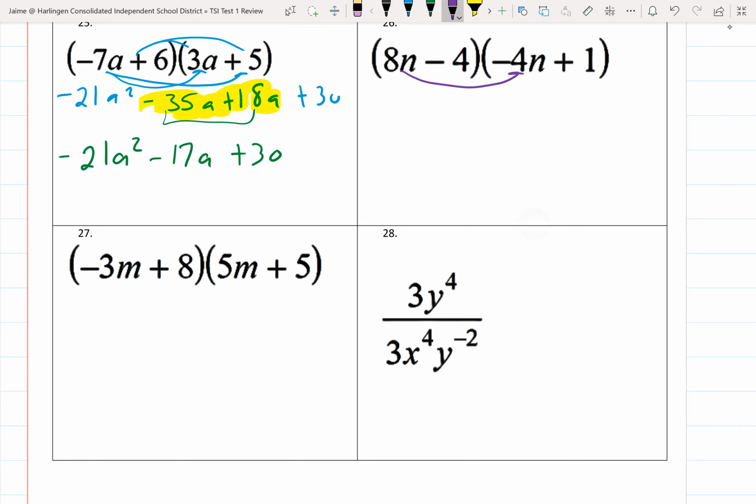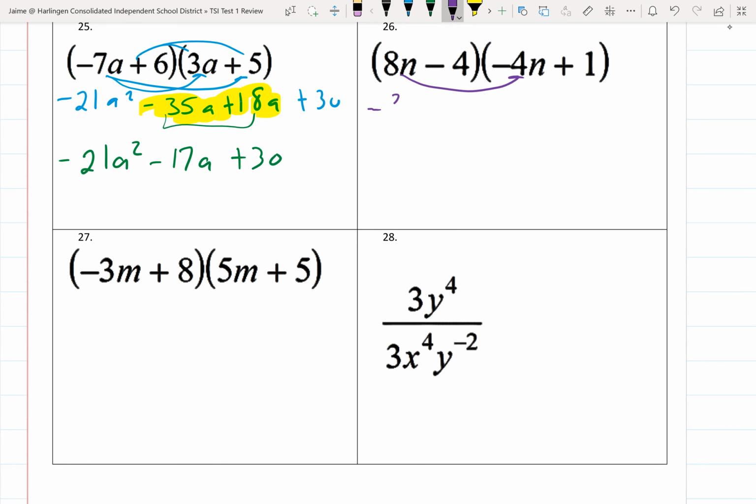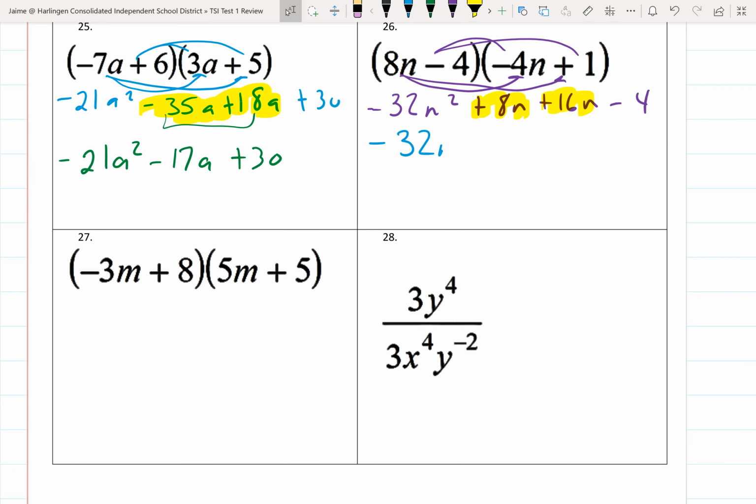8 times a negative 4, that's negative 32n squared. 8 times a 1, that's positive 8n. Negative times a negative is positive. 4 times 4 is 16 with an n. Negative 4 times 1 is negative 4. Positive 8n, positive 16. So 2 just pluses, so that's nice. So we just have to add 8 plus 16 there in the middle. So negative 32n squared. If you add 8 plus 16, you get a positive 24n minus 4.